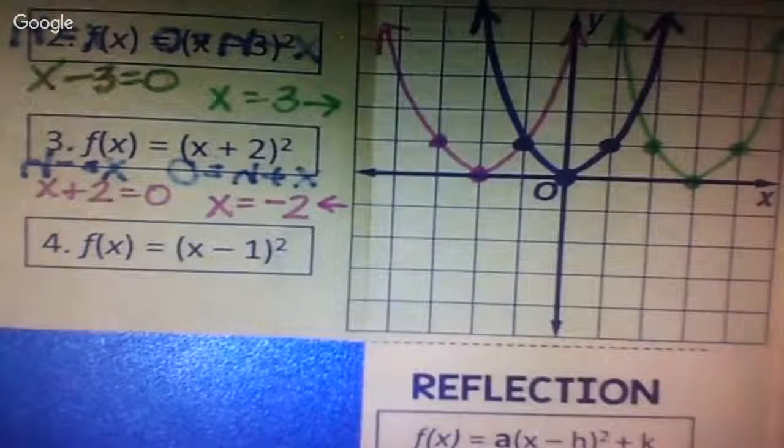What is parabolas? I know. I can't stand these parabolas.